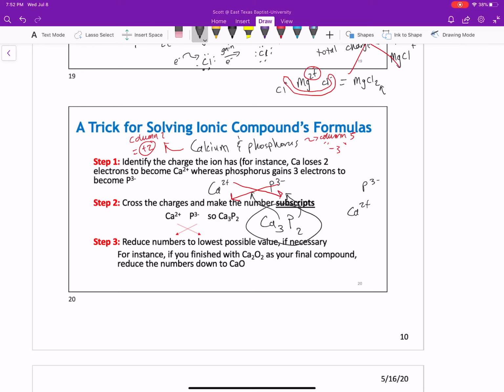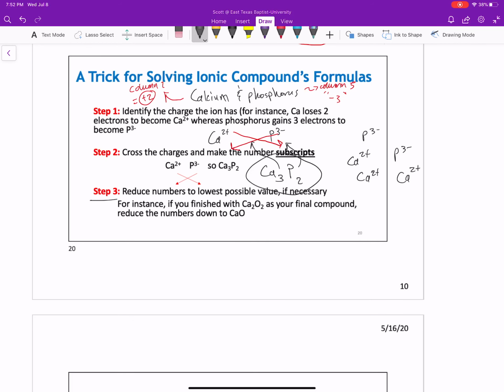And so, just to spare you some time, calcium right here. So what we have is 2, 4, 6 in the positives and 3, 6 for the minuses. And so that's how you work that out. And then, of course, the step 3 there, if necessary, reduce down to the lowest possible value.